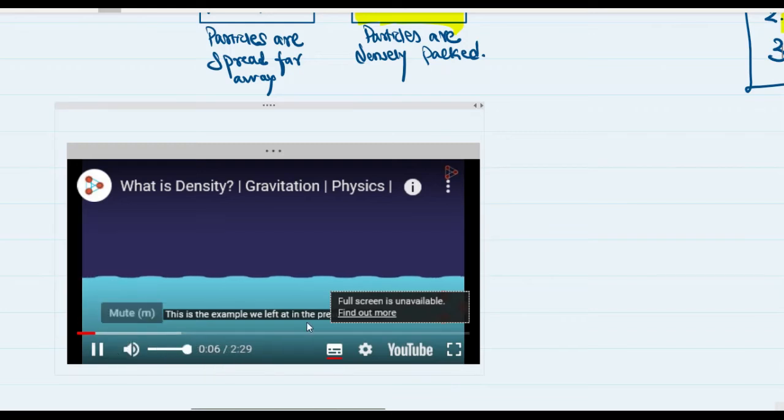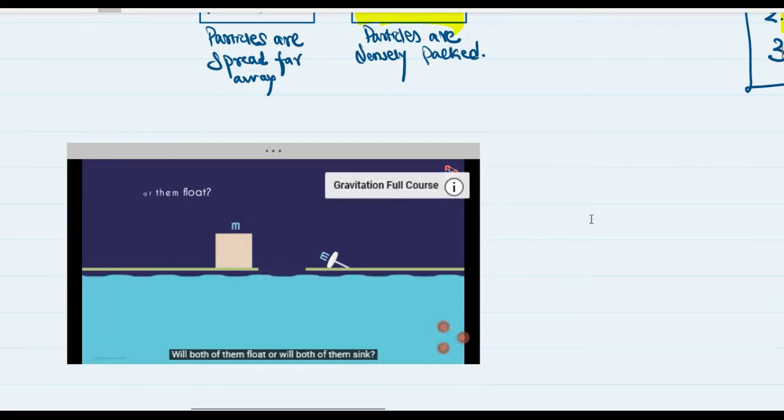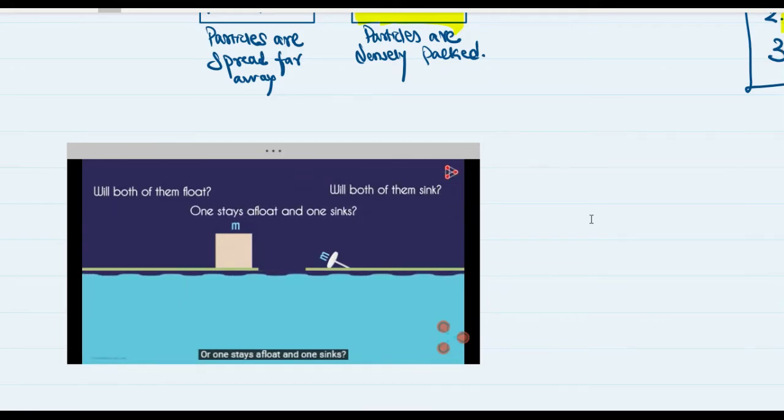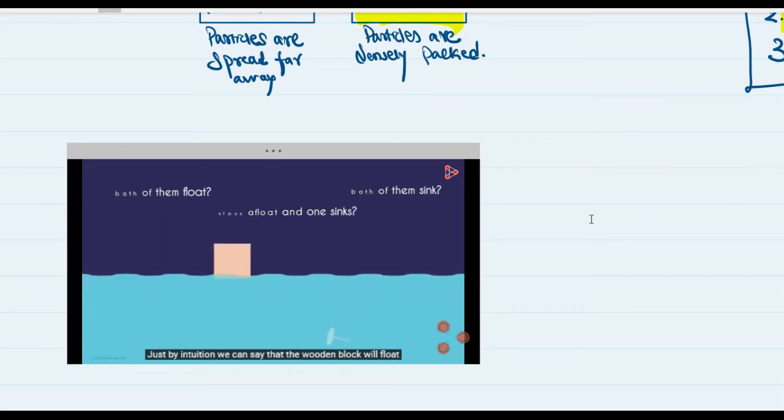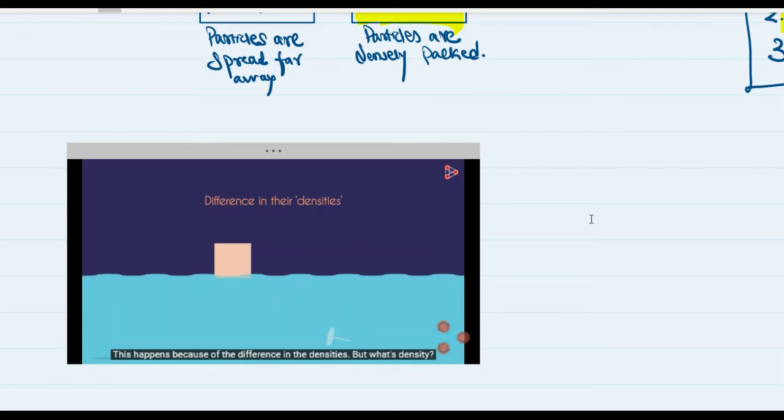This is the example we left at in the previous video. If we drop a piece of balsa wood and a metal pin of the same mass into the water, what will happen? Will both of them float or will both of them sink? Or one stays afloat and one sinks? Just by intuition, we can say that the wooden block will float and the metal pin will sink. But if they're of the same mass, why does that happen? Shouldn't both float because of the buoyant force? This happens because of the difference in their densities.